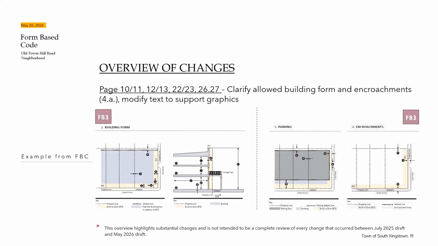The next slide basically shows an overview of some of the changes. We had some build-to lines, which traditionally under Euclidean zoning, there are setbacks. So you can't build a building within a front yard setback, side yard setback, or rear yard setback. But there's no mandate that if your lot is 300 feet deep, you couldn't put your building 200 feet from the street and put all your parking in front.